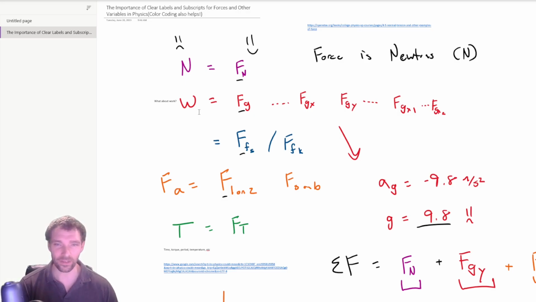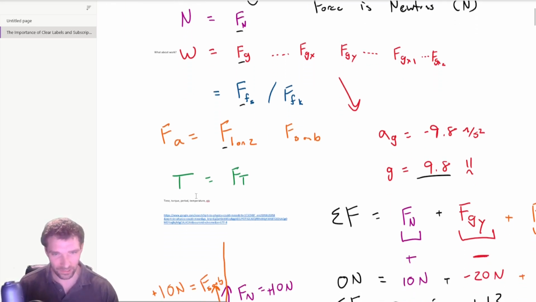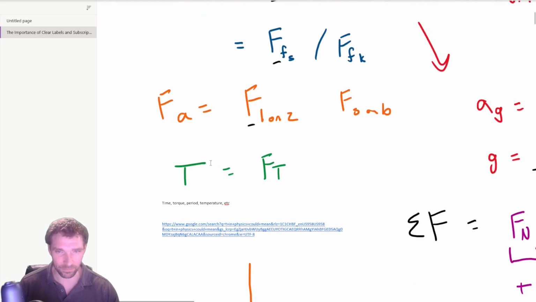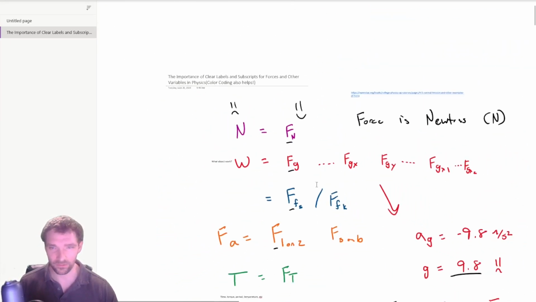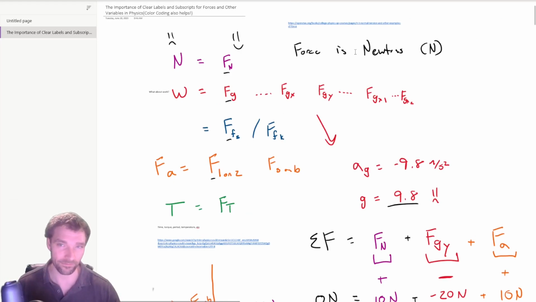And there's all kinds of other things that you might see, like with tension, where they'll give a big T, where they should be saying F of T, because big T to me, that's not just tension. That might be related to torque or time or period or temperature. There's so many different things that T could be related to. So when we're talking about the force of tension from a rope, it's important to use F of T.